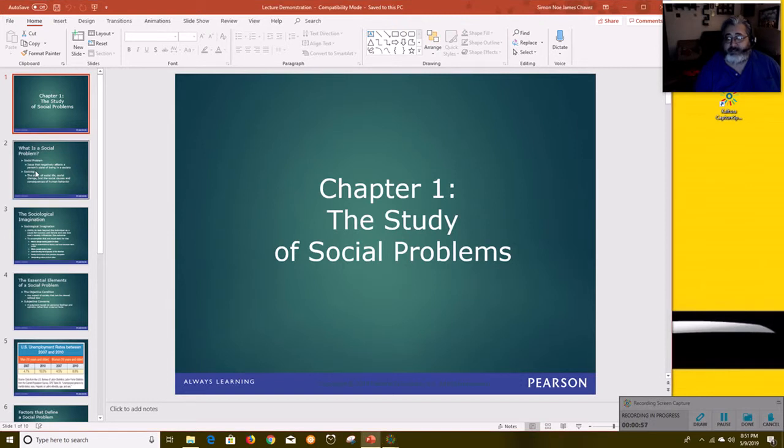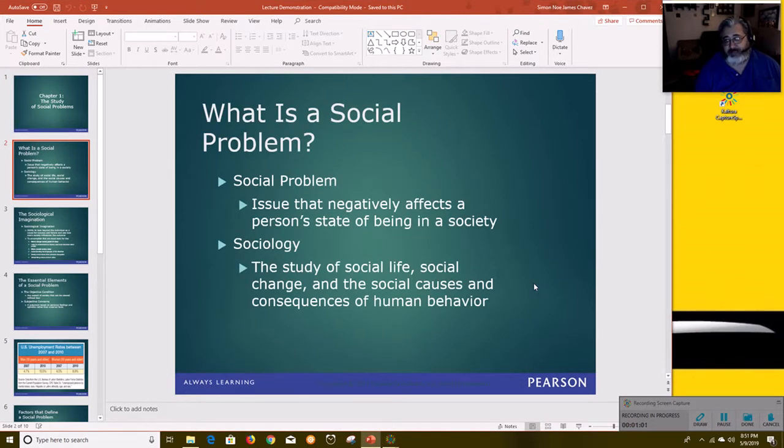What is a social problem is the first question. It is an issue that negatively affects a person's state of being in a society. Of course, the definition says person, but it could affect many different people. They do not have to be of the same race, gender, anything like that. It just affects everyone that is associated with it.